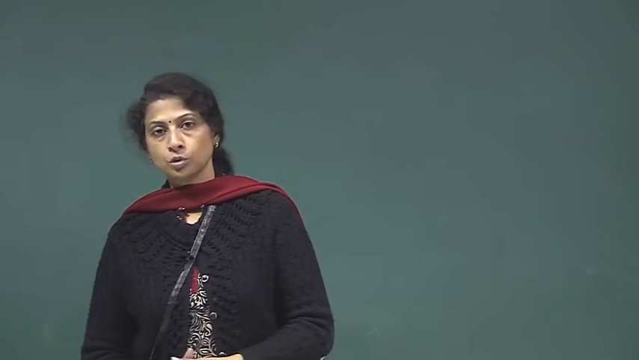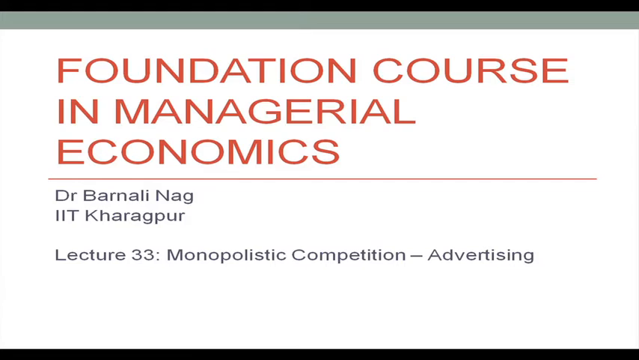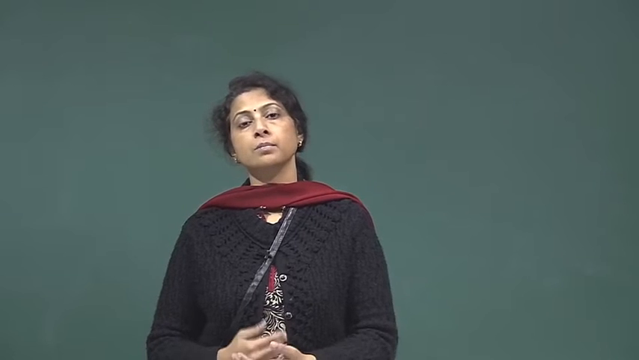Welcome to the final module of our discussion on monopolistic competition. We have looked at how the monopolistic competitive firm decides its level of output and prices, and we have looked at the welfare implications or efficiency implications of a monopolistic competitive market outcome. And we have discussed a lot about product differentiation and how the firm differentiates between its products.